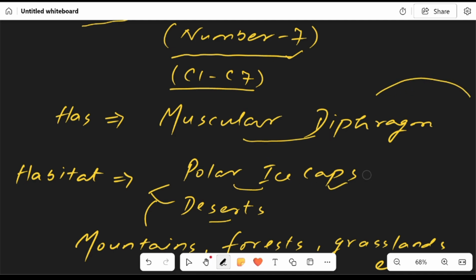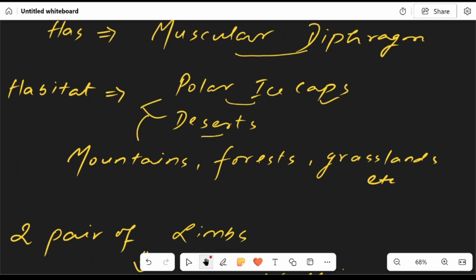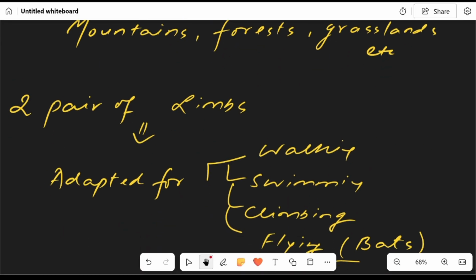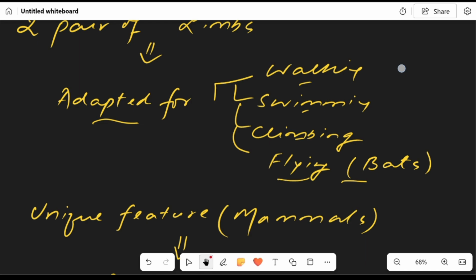They are found everywhere: in polar ice caps, deserts, mountains, forests, grasslands, etc. The mammals have two pairs of limbs, and these limbs are adapted for walking, swimming and climbing. In the case of bats, the two pairs of limbs are adapted for flying too.